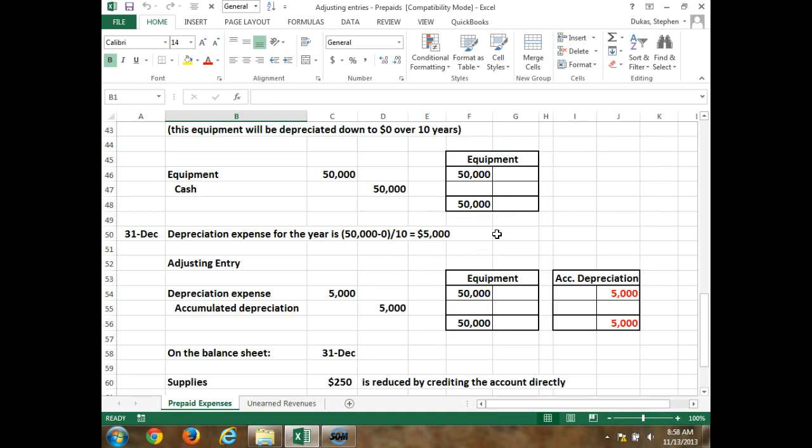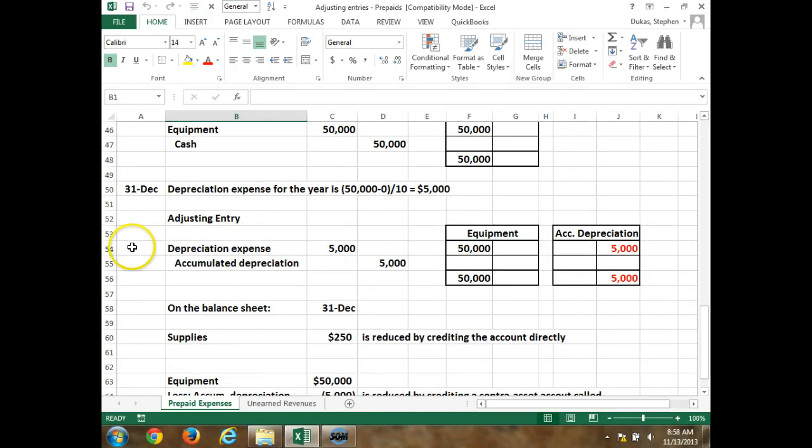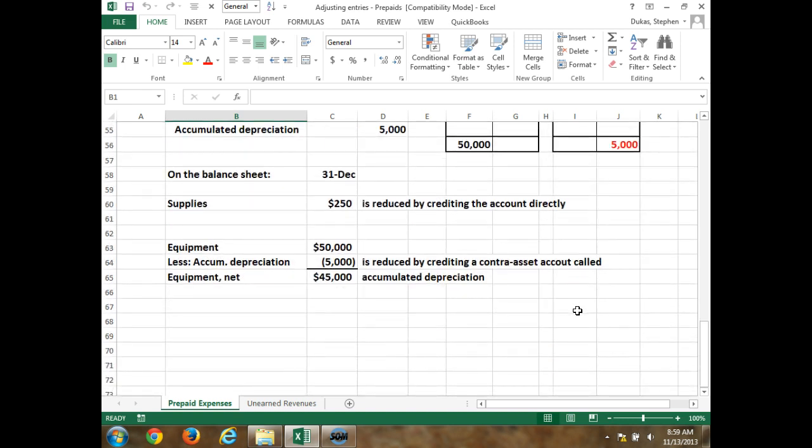So the adjusting entry is slightly different than in the previous example. In this case, we do debit an expense, in this case depreciation expense. However, we do not credit the asset directly. Instead, we credit a contra asset account called accumulated depreciation. Notice this has a credit balance. The reason for this is obvious once we see how the assets are reported on the balance sheet.